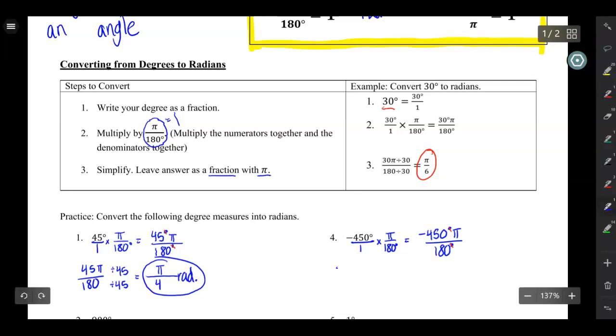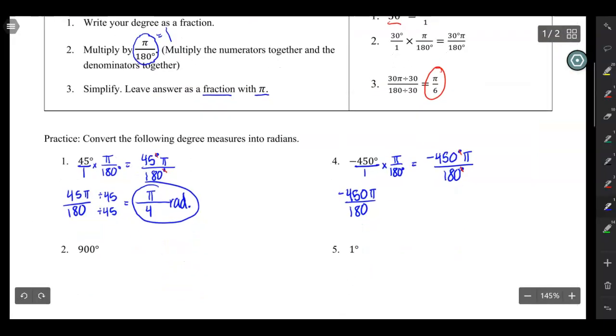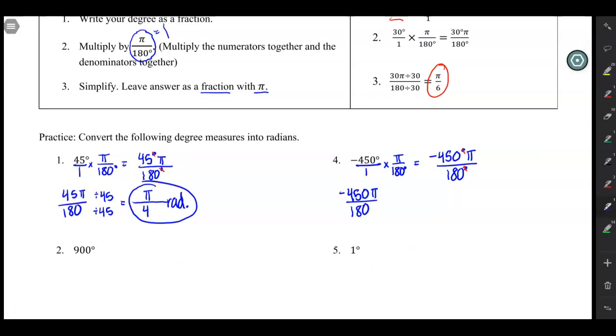And I will just have negative 450 pi divided by 180. Okay. I'm going to go ahead and do this next one in 2 steps, because I'm trying to simplify this fraction. So I'm going to start by just dividing the top and the bottom by 10. I know that they both end in 0, so they're both divisible by 10. So I can simplify this to negative 45 pi over 18.